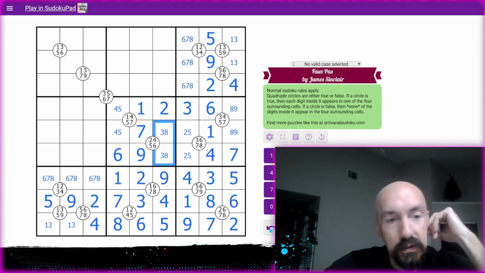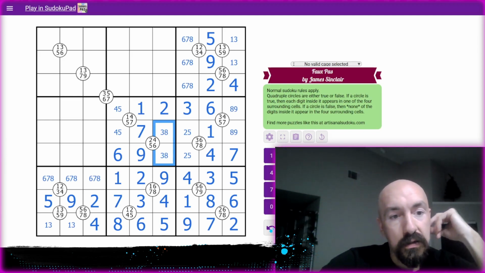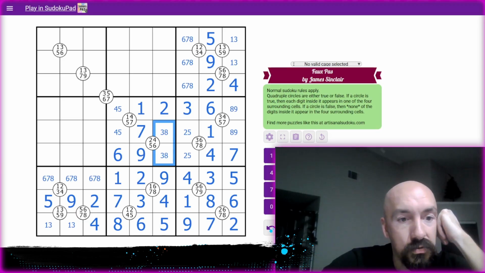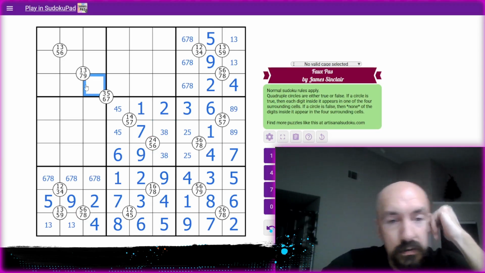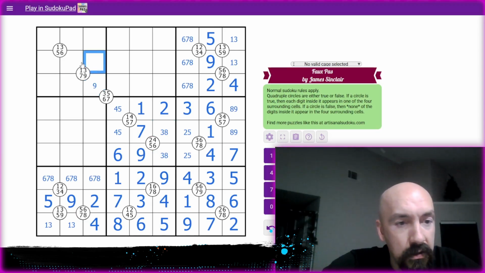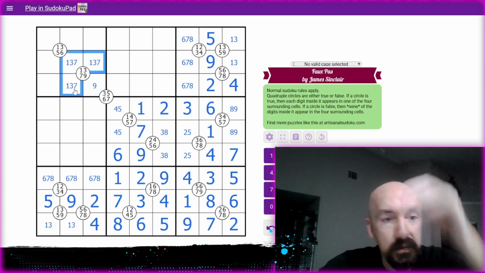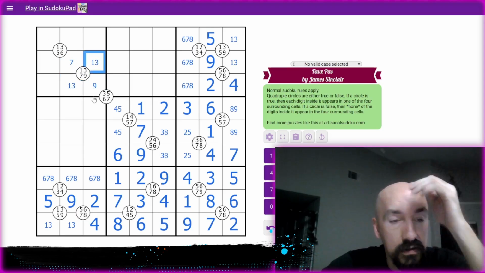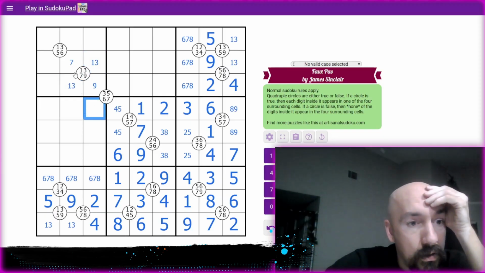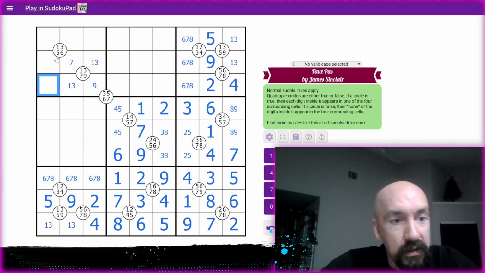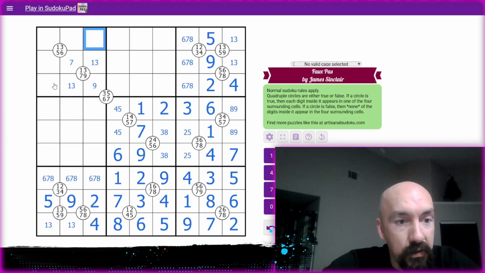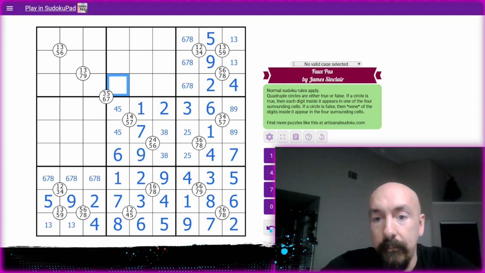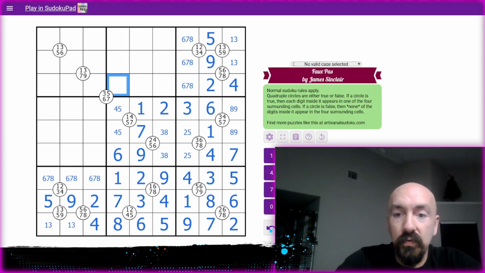Okay, so let's see. If 1379 is true, then this would have to be the 9, and then this would be a 137. So then this would have to be the 7 because that one's there. Okay, remove the 7s there. 1 3. So then this would have to be a 5 6 pair with that, and it's impossible. So they're both false. Okay. Both false.